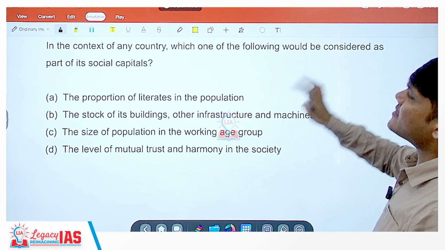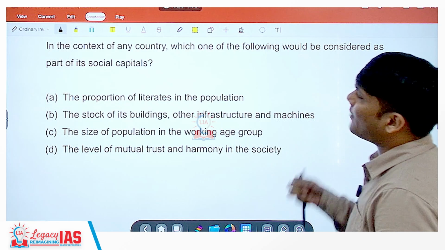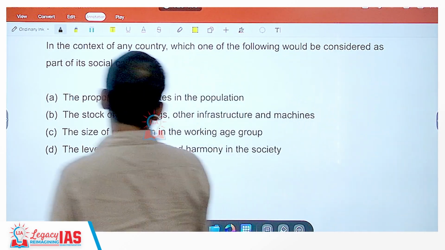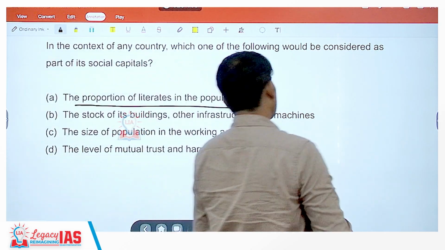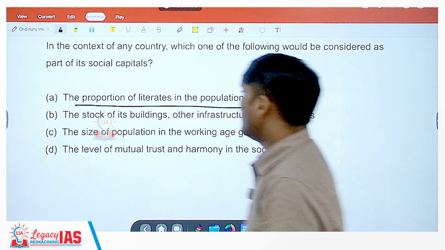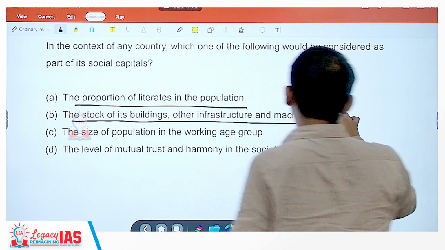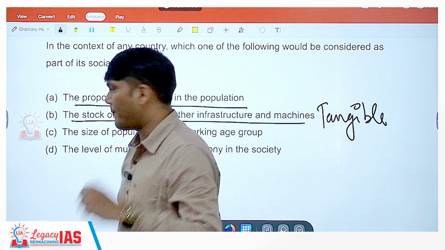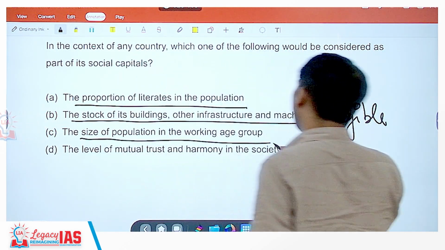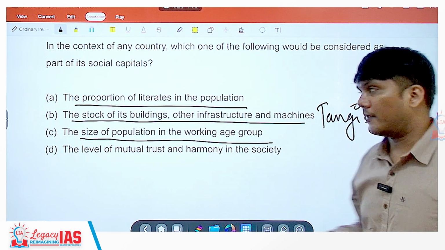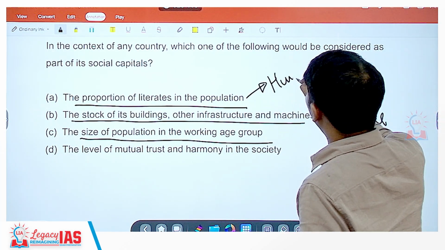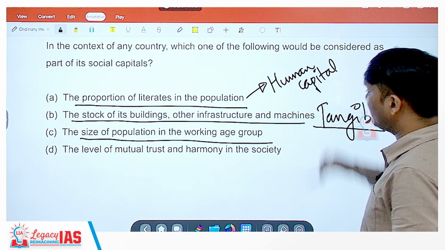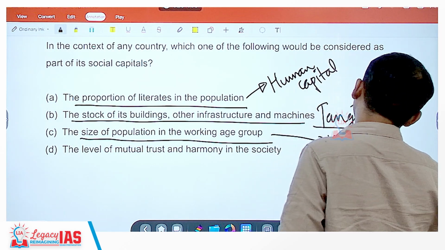Now, in the context of any country, which one of the following would be considered as a part of its social capital? Now, the direct question on social capital. Proportion of literates in the population? No, this would probably be part of the human capital. Stock of its buildings, other infrastructure? No, this is again tangible capital. So this would neither be related to human nor social capital. Size of the population in the working age, again related to the human capital.